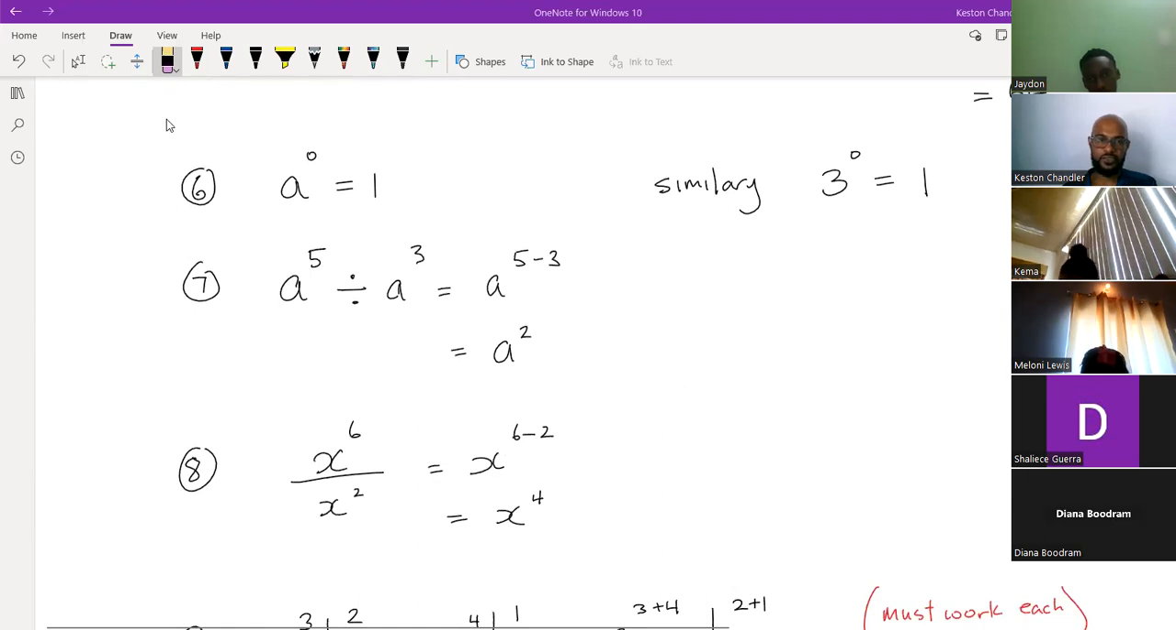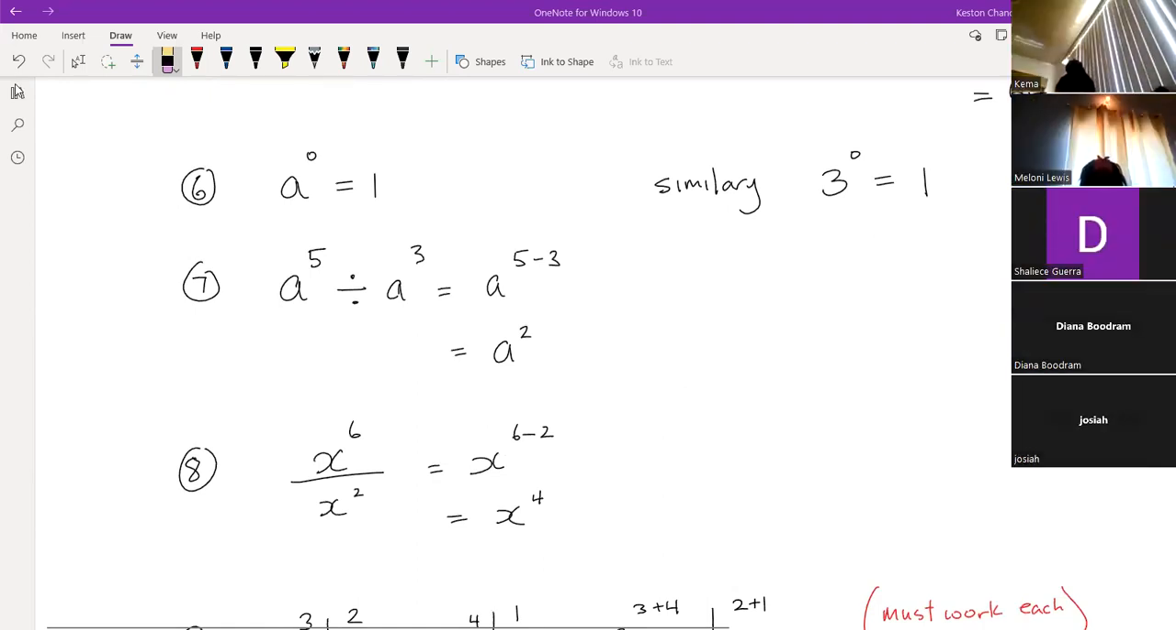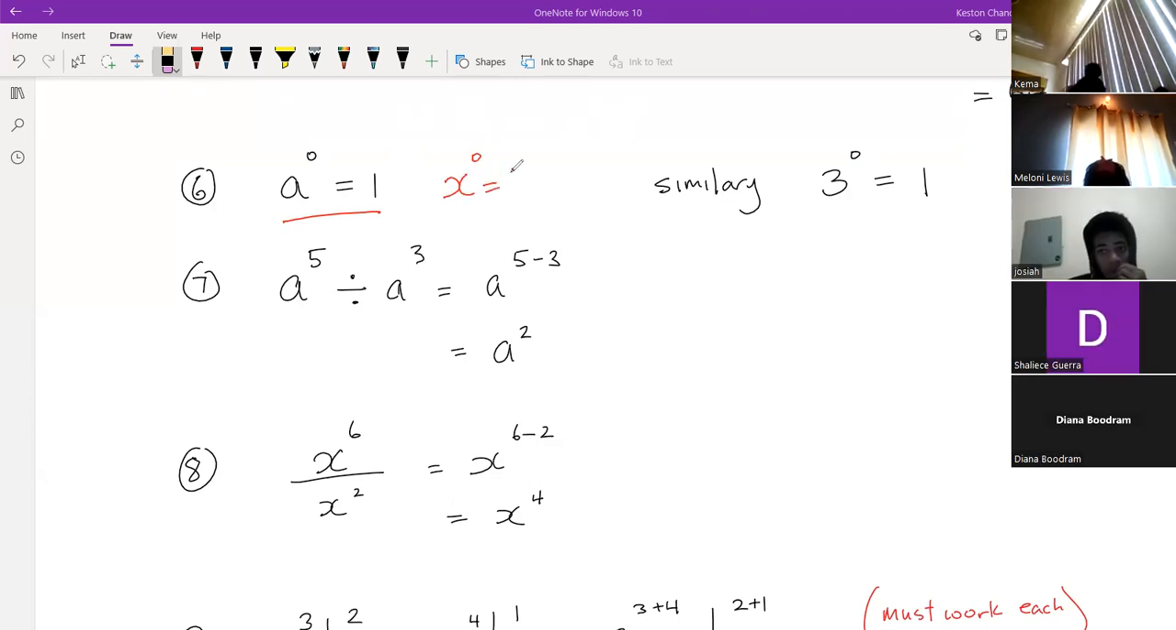Another important rule that you need to know is when you have something to the power of 0, any number or any letter raised to the power of 0 is always equal to 1. So a to the power of 0 is 1, x to the power of 0 is 1, y to the power of 0 is 1, 101 to the power of 0 is 1. Anything raised to the power of 0 is always going to be 1, right? So always remember that.